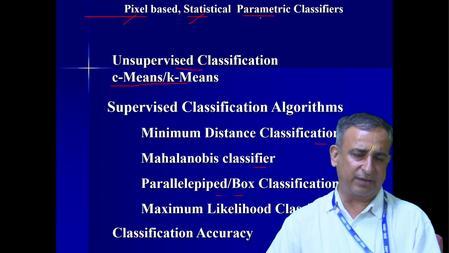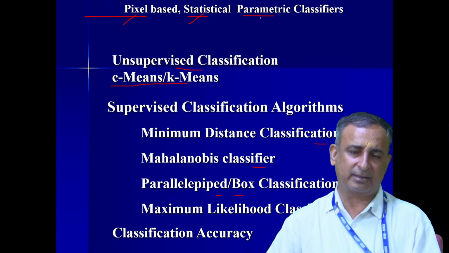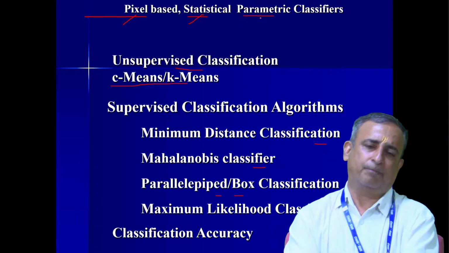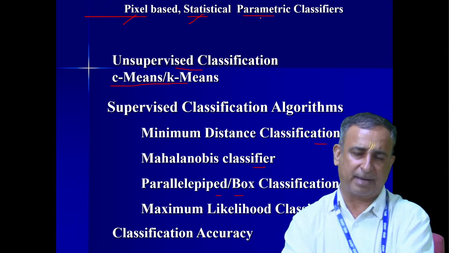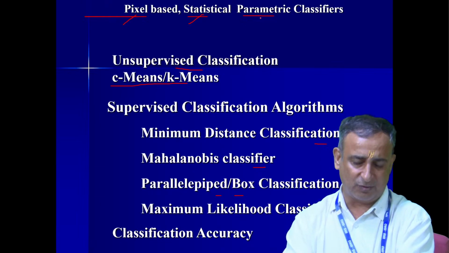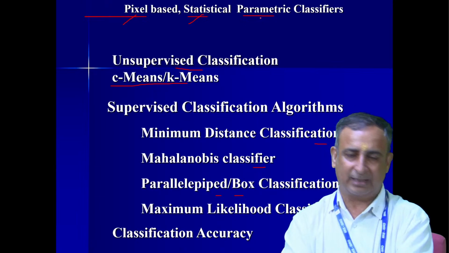And then broadly, the very basic conventional algorithms are four. One is the minimum distance algorithm, second is the Mahalanobis classifier, third is the Parallelepiped or box classifier, and fourth is the maximum likelihood classifier. Out of these four algorithms, those using the variance covariance matrix parameter will require that your data follows the normal distribution concept on each band. Otherwise, these algorithms which are using the variance covariance matrix will not give you good results.